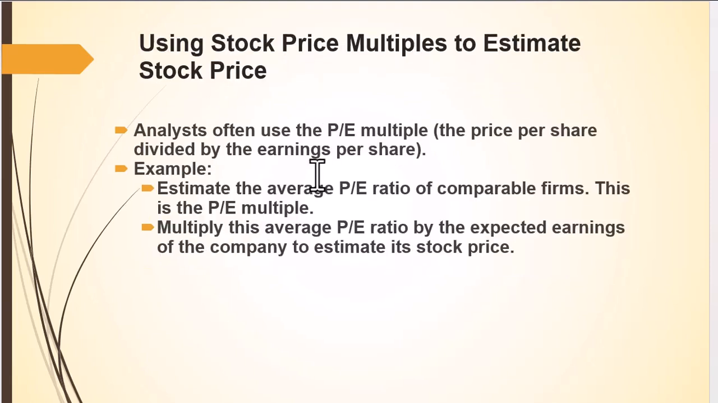Now, the last series of videos we'll look at here really talks about what are referred to as multipliers. So frequently we use the PE ratio. We estimate the PE ratio of some companies, find the average. These are obviously comparable firms. We multiply that average PE times what we expect our company's earnings to be, and that will give us an estimate of the stock price.